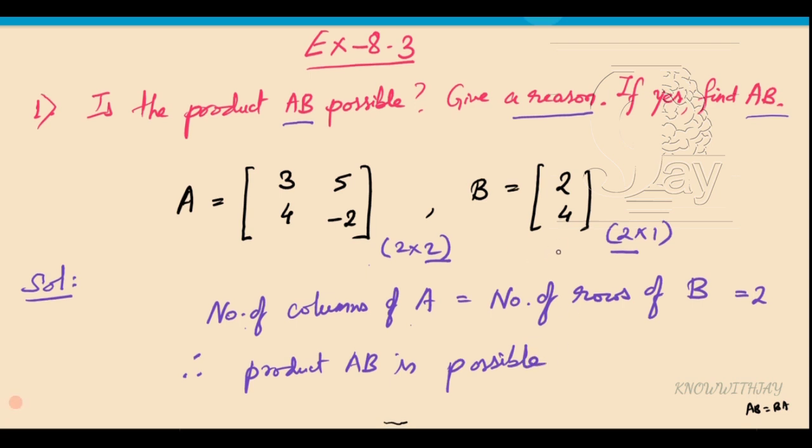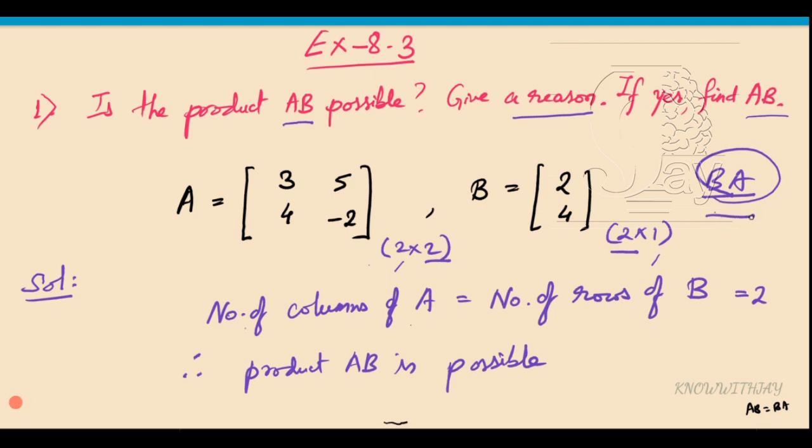So what about BA? Is BA possible? That means if you multiply A later, so if I have BA, is it possible? So what we are going to do is check the number of columns of B, that is 1, and the number of rows of A, that is 2, which does not match, and hence BA is not possible.